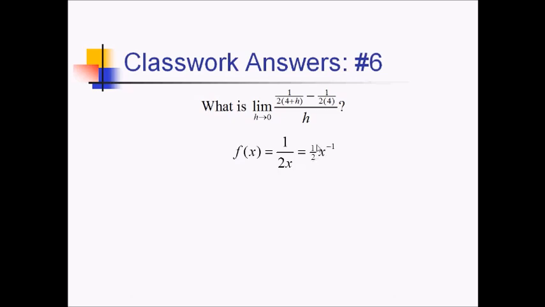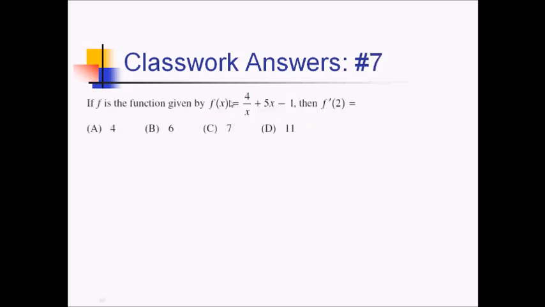Using my power rule now, this is negative 1/2 x to the negative 1 minus 1, which is negative 2. And now I have to go back to the original problem and see if there's something I was supposed to plug in for x. Well, I see that I have a 4 plus h right here. So that means I'm supposed to plug in 4 to the derivative. So I'll rewrite this as negative 1 over 2 times 4 squared. This is really then negative 1 over, let's see, 32.